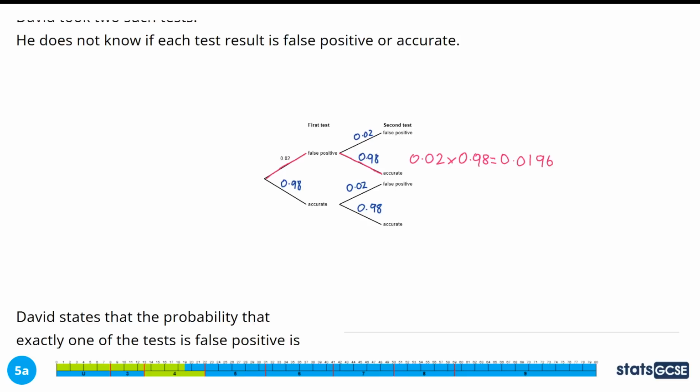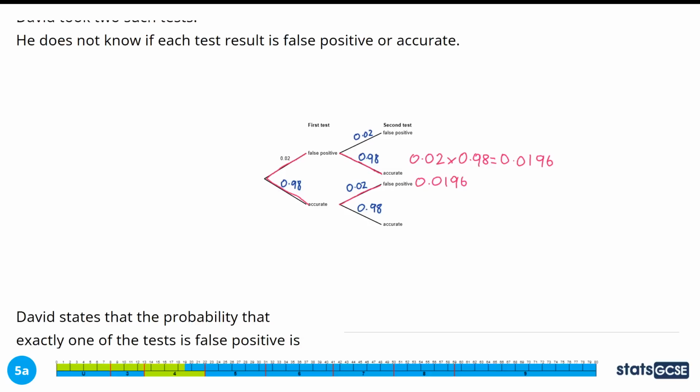0.0196. If the first test was accurate though, the second test would have to be a false positive to again give us that one false positive. But this is going to be 0.98 times 0.02 again. So this is also going to be 0.0196. Now with tree diagrams, if you've got two answers here and here, and you want to find the total probability, it's either going to be this one or this one.